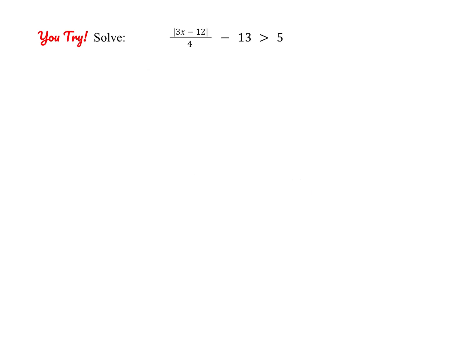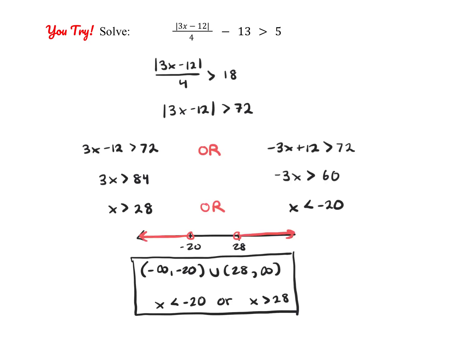All right, I have one last problem for you to try. So again, pause the video and give it a shot. All right, go ahead and check your answer here. So isolate, notice this is an or problem. So when you solve your two inequalities separately, you get x is greater than 28 or x is less than -20. So again, there doesn't need to be an overlap for an or problem. So we have two separate intervals, which you could write in interval or algebraic notation.